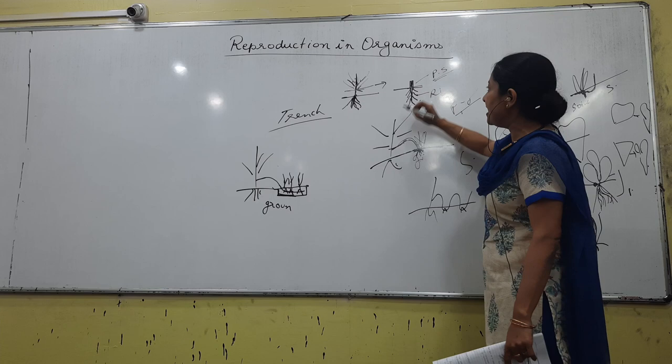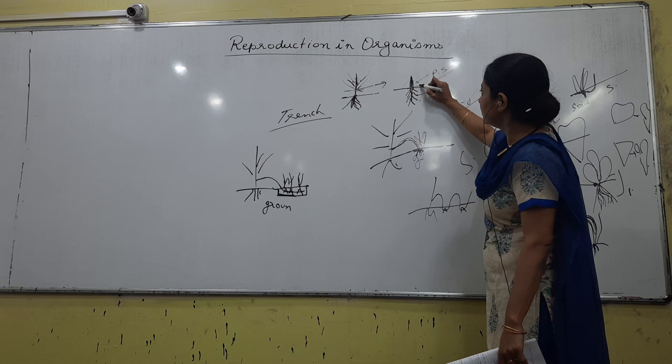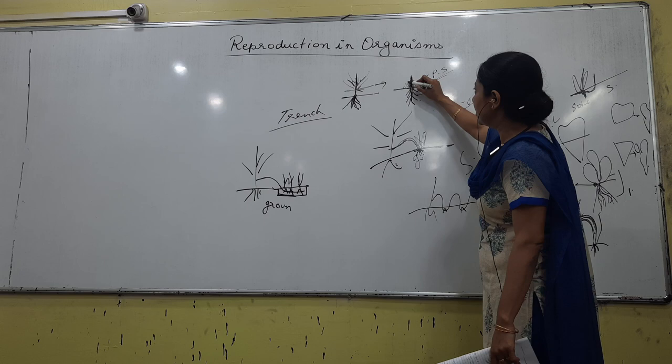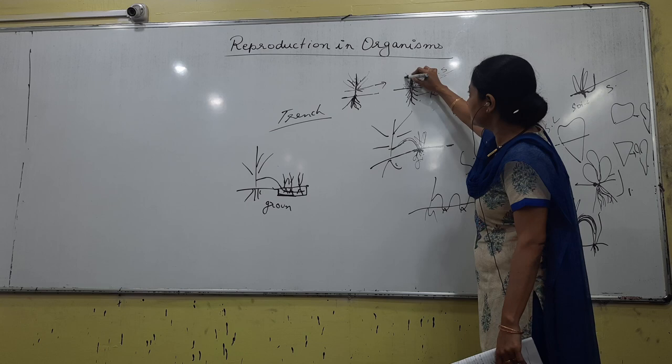Next, what you have done is, this is the stem part you have cut, right? What you do, you cover it with sand, clay, dung, etc. You make a mound, right? Soil, everything. So you make a heap, and after that, from here, what you will see is different plants arise. Look into the diagram.